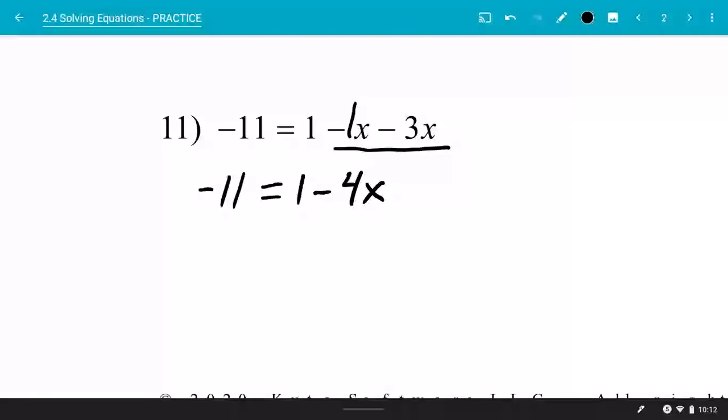Now I'm down to a two-step equation. I got to isolate this variable. What does isolate mean? Get it by itself. I'm going to solve for this x. So what do I have to move? Well, remember, I said the best thing you can do is cover up that variable. What's with it? A positive 1.